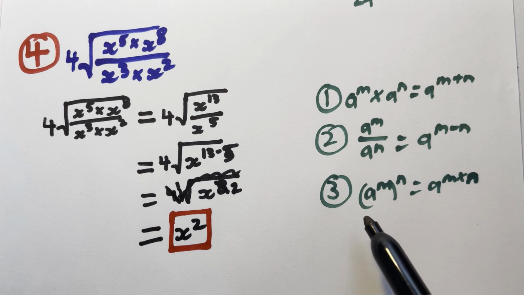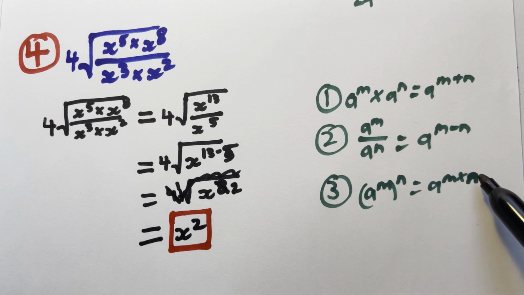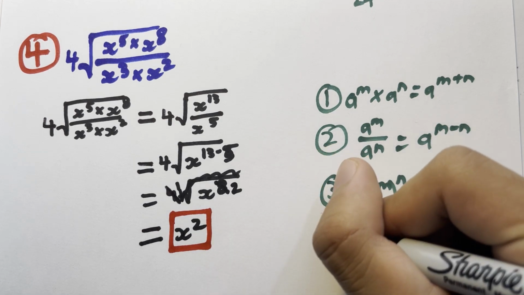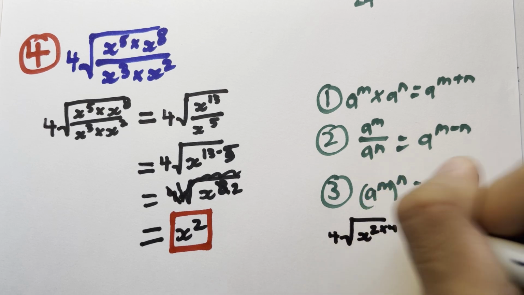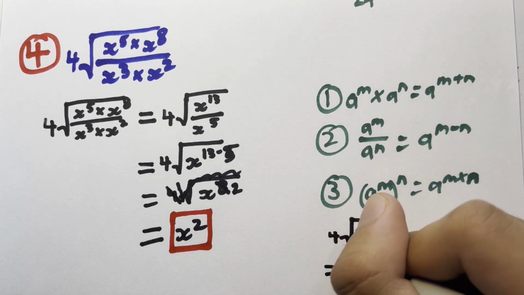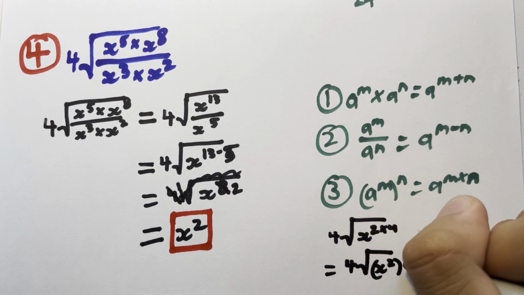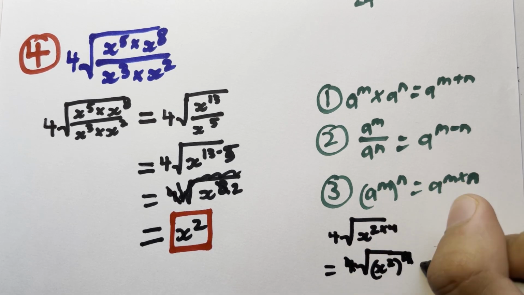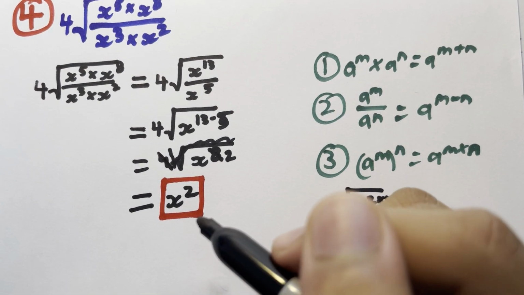Another method is to use the inverse of rule number 3, which states that a to the power of m times n is equal to a to the power of m raised to that n. So we can rewrite this x to the power of 8 as x to the power of 2 times 4. This can then be rewritten as x to the power of 2 raised to the power of 4. Since we're taking the fourth root and we have a power of 4 inside, these cancel out, leaving us with x squared.